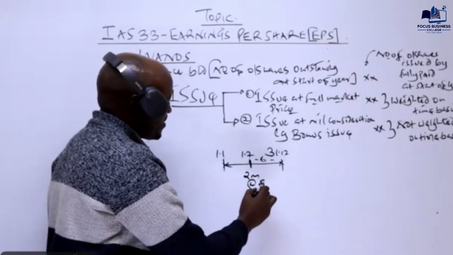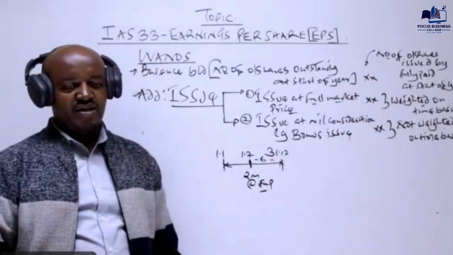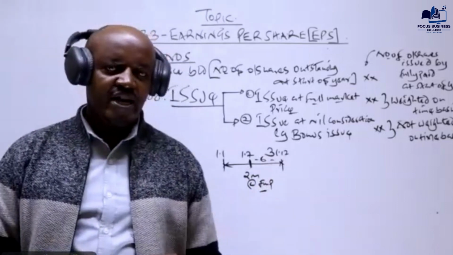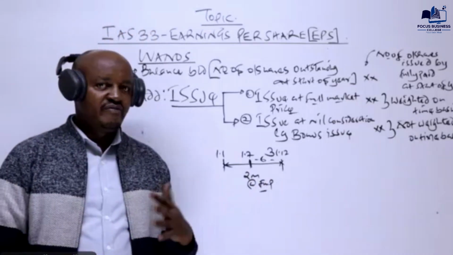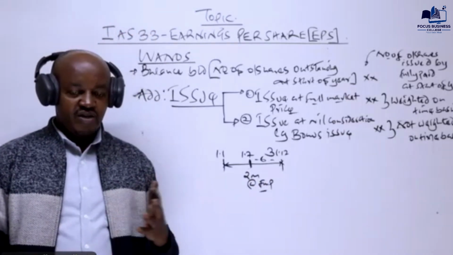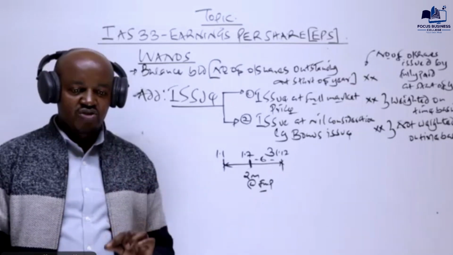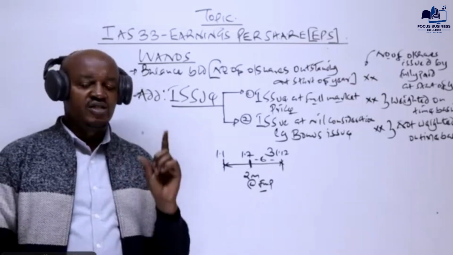So when we talk about the shares being issued at full market price, it basically means that the shares were issued by the company during the current year at a price equivalent to the market price. The market price is the price at which the shares of the company are trading in the securities exchange market.